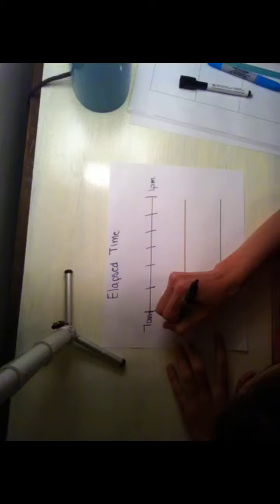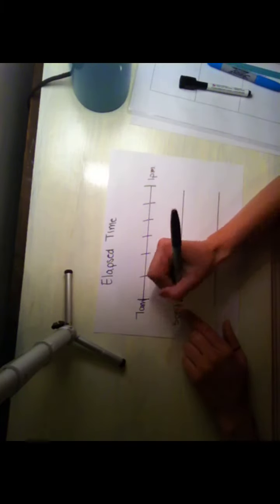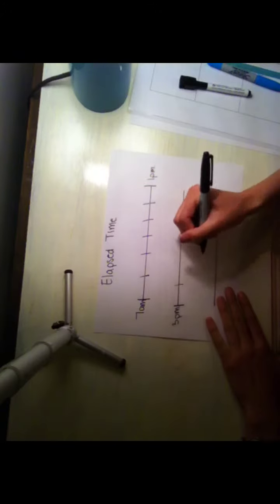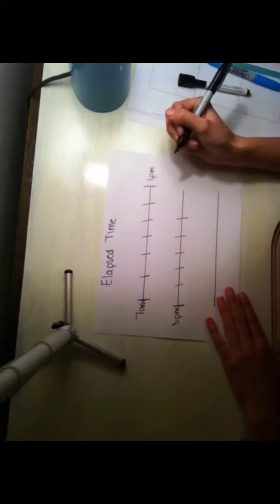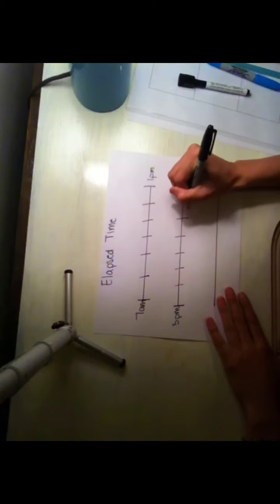Okay, so another problem we could do is, let's say I took a drive and I left at 3 p.m. But it takes me 5 hours and 30 minutes to get there. So when would I get there? We start at 3 p.m., but I need 5 hours and 30 minutes. So here's my 3 p.m. So 1, 2, 3, 4, 5, and then this will be our 30 minutes.